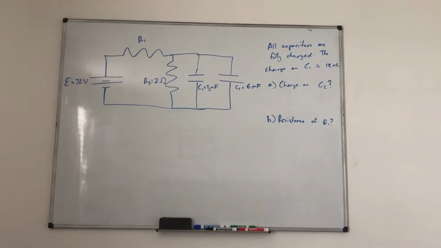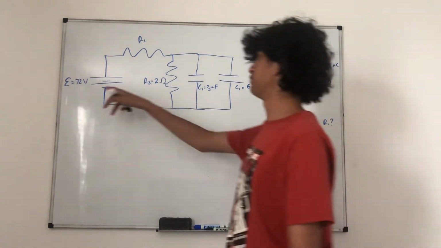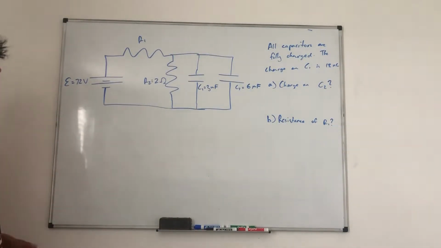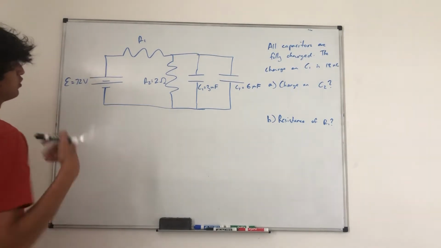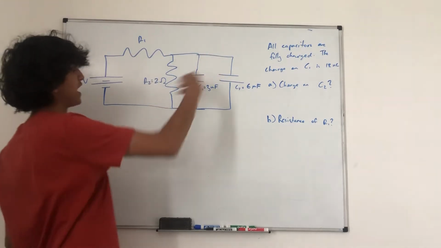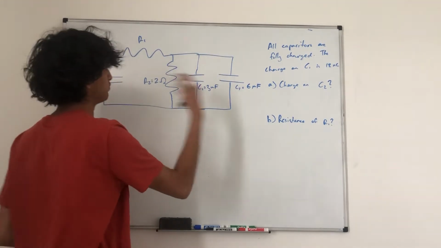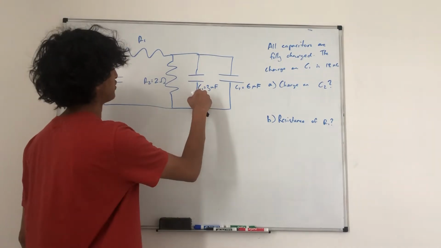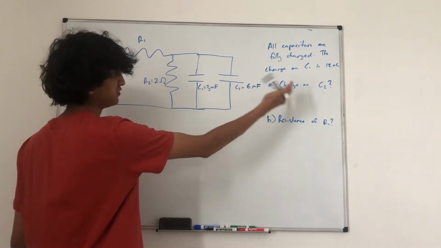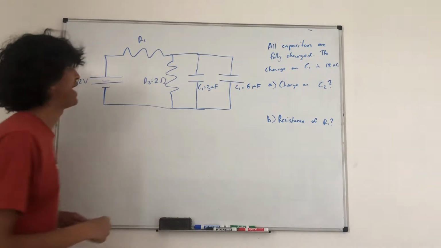Alright, so we have a circuits problem here. There's a battery with an EMF of 72 volts, and we have a resistor R1, which is hooked up to a resistor R2, which has a resistance of 2 ohms. We have 2 capacitors connected in parallel, one with 3 microfarads and one with 6 microfarads of capacitance.